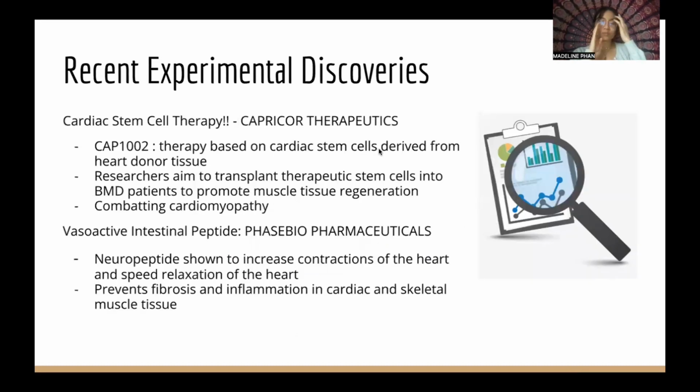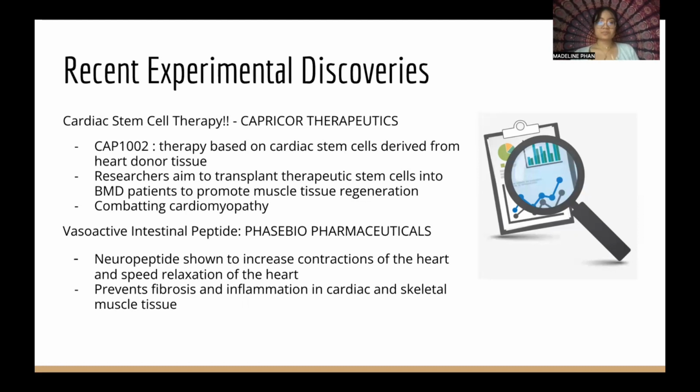Another realm of recent experimental discoveries that is really exciting to talk about. The fatality of BMD is usually correlated to cardiomyopathy, basically the weakening and muscle degeneration of the cardiac muscle tissue. To combat that, cardiac therapies have been really worked on to see how we can increase the maximum lifespan of BMD patients.